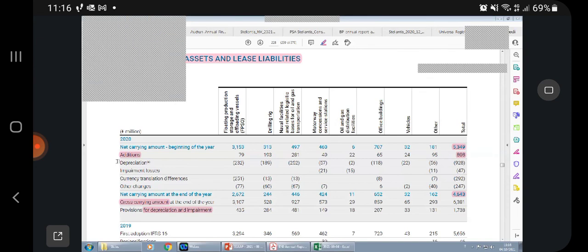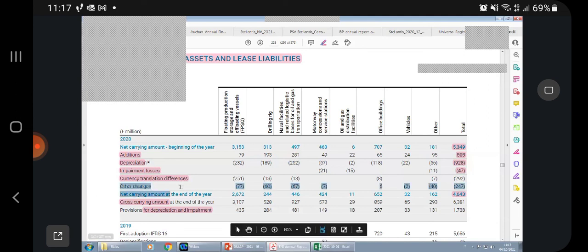Then depreciation 928, impairment losses due to some difficulties in recovering some right of use assets. Currency translation differences. This is something that is always present because keep in mind, this is a consolidated financial statement. So it's the sum of all the right of use assets, not only the ones shown in euros, but also the ones that are denominated in dollars, pounds, and so on.